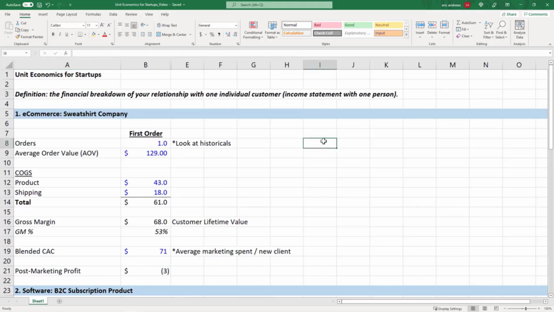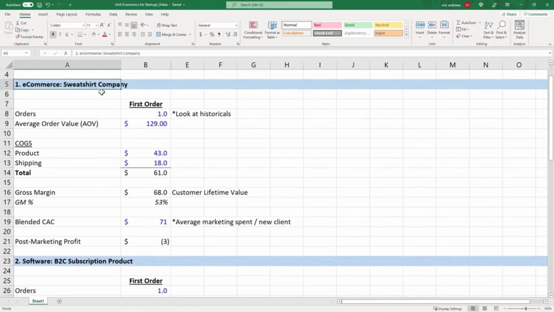So let's walk through this first with an example of an e-commerce business. Here we're saying that we are a company that sells sweatshirts. With unit economics, you always have to start with the breakdown of one individual order. For this business, one individual order on average is $129 of revenue. That's called the average order value.